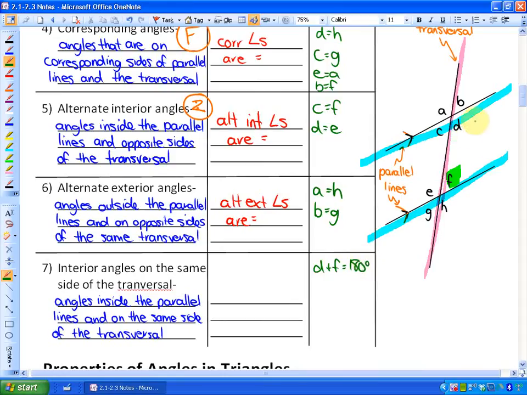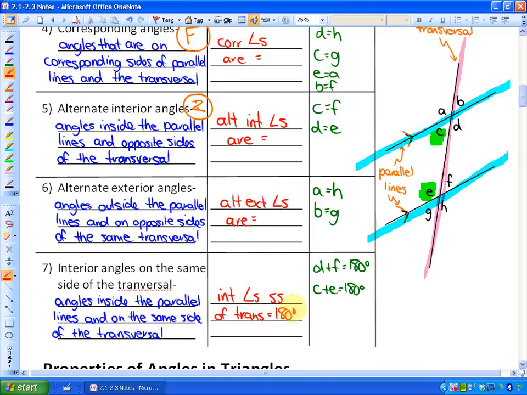add up to 180 degrees. Okay, so another pair of interior angles on the same side of the transversal, D and F is a pair, and the only other pair here you might want to predict is angle C and E. Those are interior and they're on the same side of the transversal. So if I was to add them up, it would be 180 degrees. And the abbreviation for this is that interior angles, and I just put SS for same side, of the transversal, the property is that they equal 180 degrees.